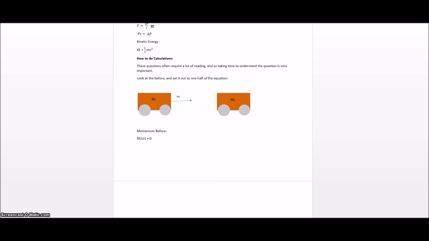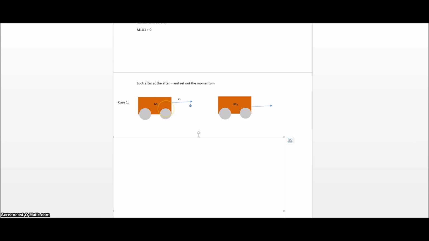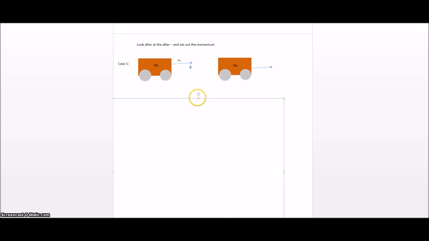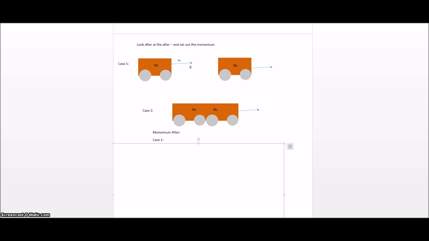Now, normally you'd be given numbers for these sorts of things, so you can solve these algebraically. Now, we can look at the after diagram. Generally, there are two cases. The objects collide, and both go off at different velocities, so here we have m1 v1 and m2 v2. And the other case is they collide and stick together, in which case they travel with combined mass at a separate velocity.